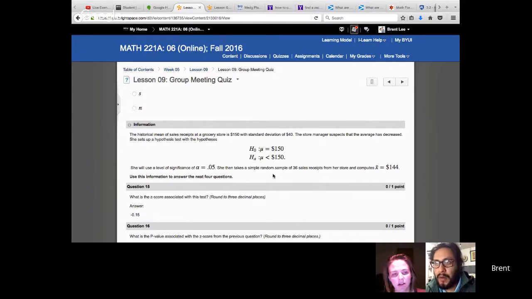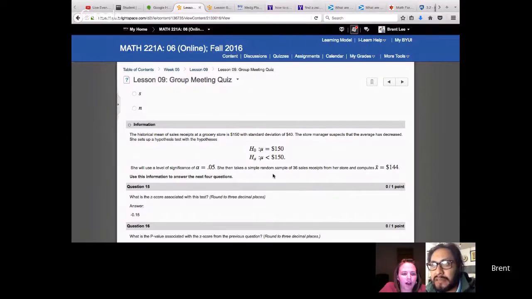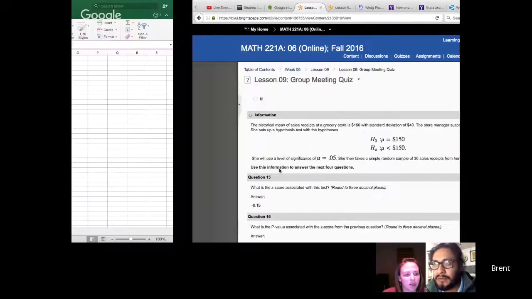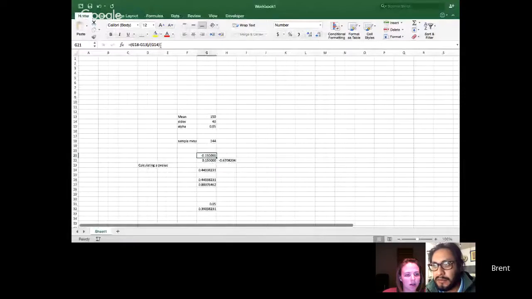So 36 sales receipts. That would be it, right? 36. Where does it say that? She'll use a significance level of alpha equals 0.05 and then take a simple random sample of 36 sales receipts from her store. Computes a mean of 144. There it is.